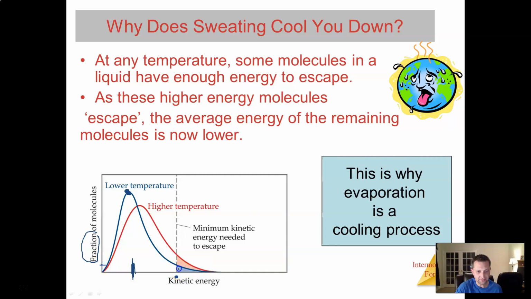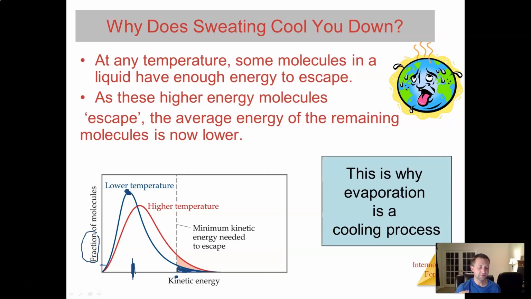Look at this part that's shaded in here. That tiny amount of particles actually have enough energy to escape and turn into a gas. That's evaporation. Okay? When a liquid evaporates, these particles with that higher energy leave. What's left? Particles with a lower energy value, right? Or a lower energy amount. So if you're left with particles that are moving slower, that's why evaporation is a cooling process.